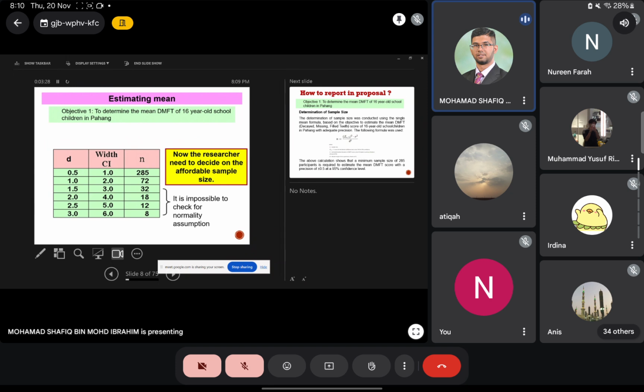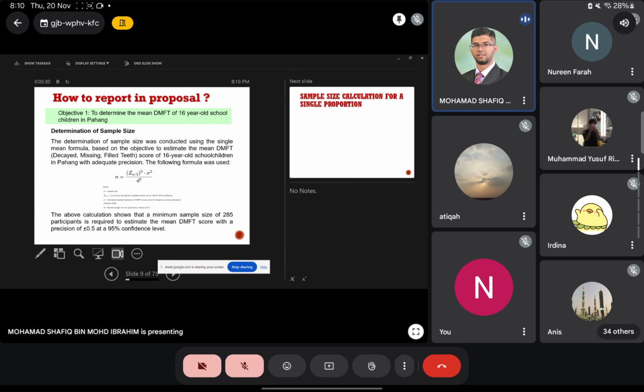All right. So now these are the examples of how you're going to write or put in your proposal. For example, you may follow these as they are, or you might come out with your own. At least you have all the information. So, for example, the power of the study.